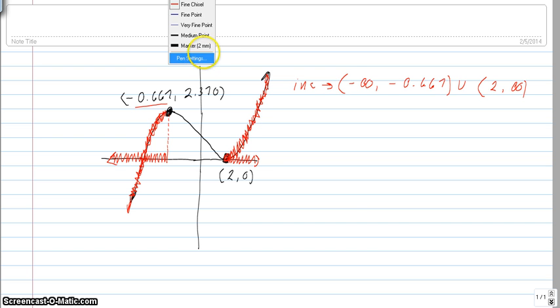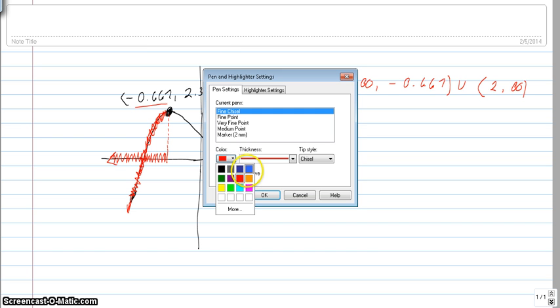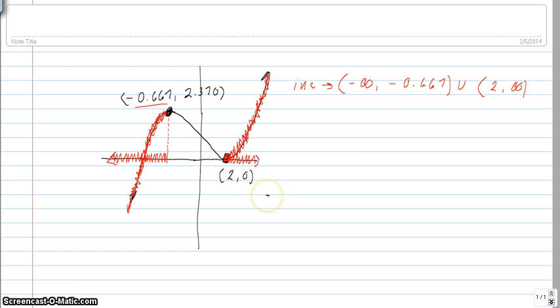Okay, then we also want to read the x values where the function is decreasing. Just looking at where the graph is decreasing, it's decreasing on this piece. However, what we want to give are the corresponding x values, which would be these guys. So starting with this x value and ending with the x value 2 would be where the function is decreasing.